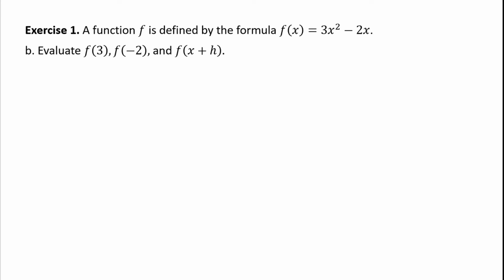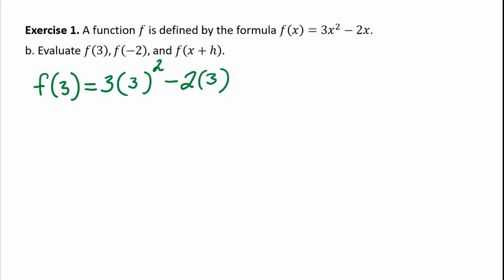Now, continuing with the function f of x equals 3x squared minus 2x, part B. Evaluate f of 3, f of negative 2, and f of x plus h. Let's begin with f of 3. We write f of 3 equals 3 times (open parenthesis) squared minus 2 times (open parenthesis), and then we'll fill in the parentheses with 3. That is, we're substituting the 3 for the x. The rest is arithmetic. 3 times 3 squared is 9, minus 2 times 3 is 6. That would be equal to 3 times 9 is 27, minus 6. So 27 minus 6 is 21.